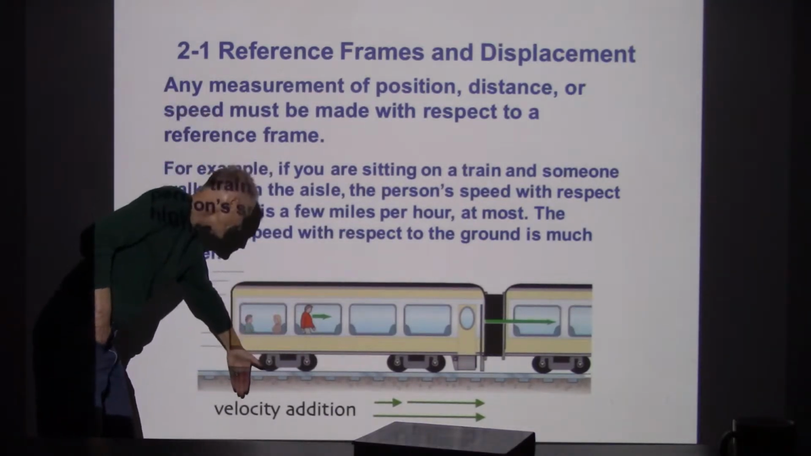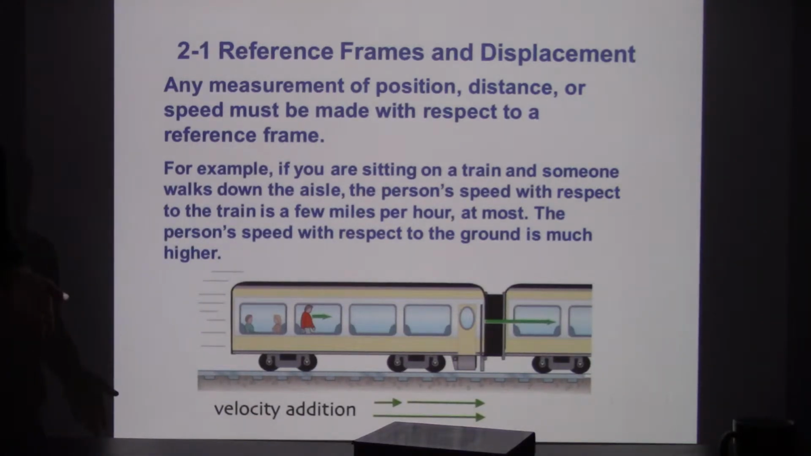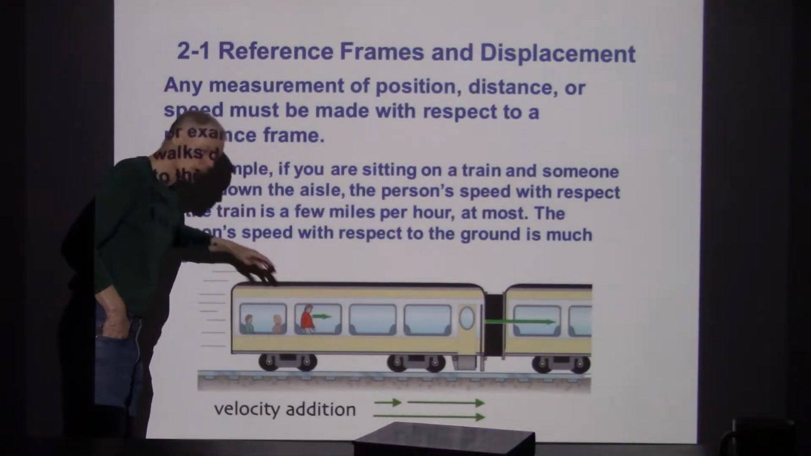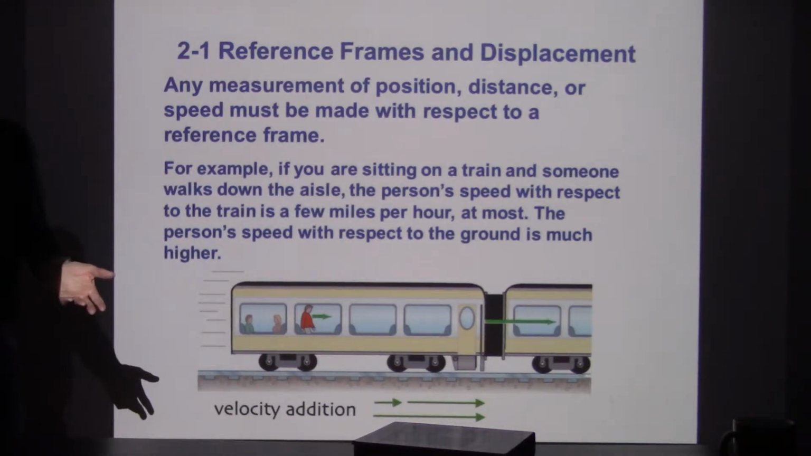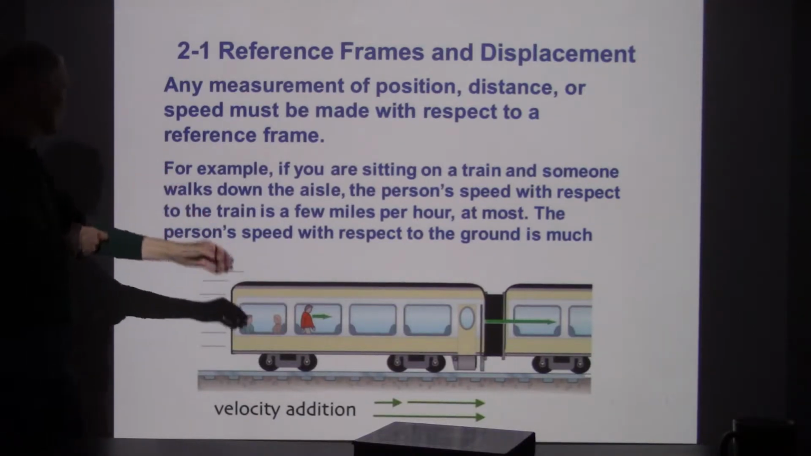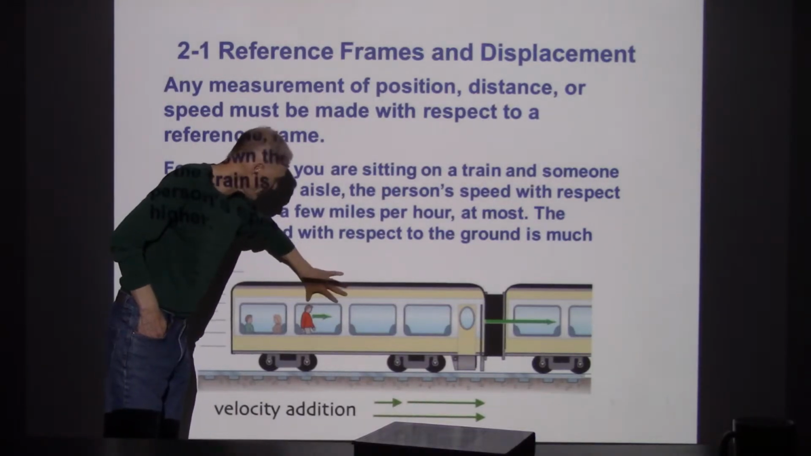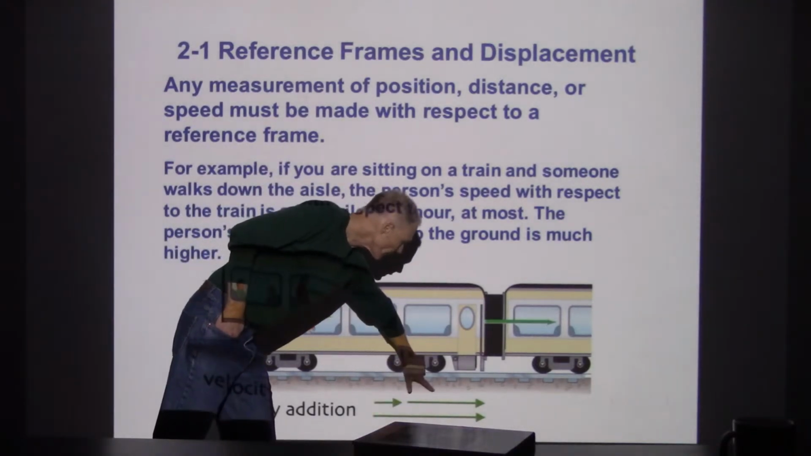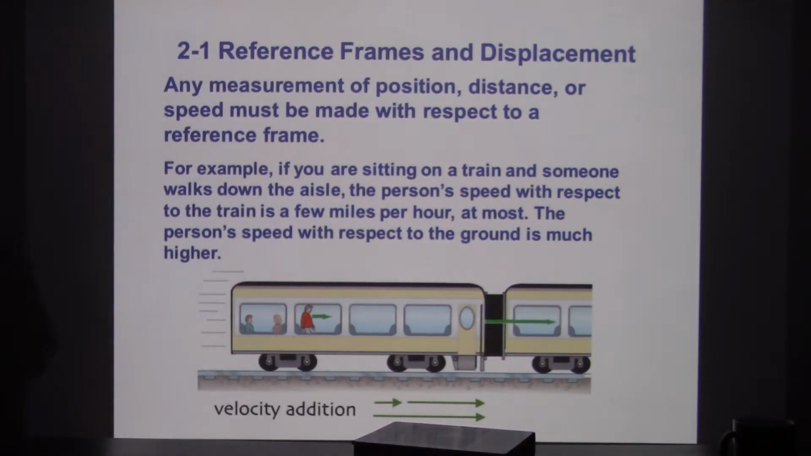Now, someone standing outside the train would measure something different, because a person standing outside the train would observe the people sitting within the train as already moving at some speed. Maybe the train's moving at 30 meters per second, which is 67 miles an hour. So let's say the train's moving at 30 meters per second. This person gets up and walks at 2 meters per second relative to the train. Well, the person outside is going to see that 2 meters per second with an additional 30 meters per second added on. They're going to see this as a faster speed.